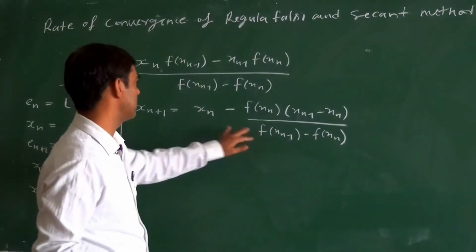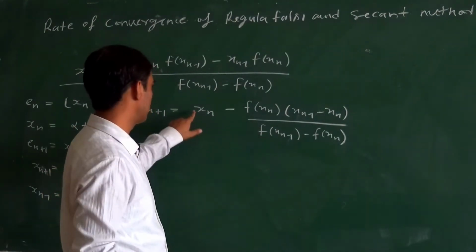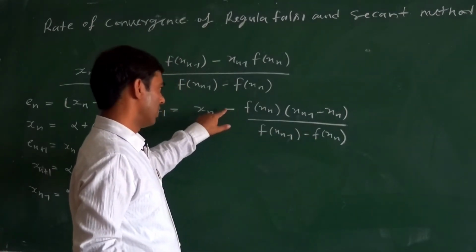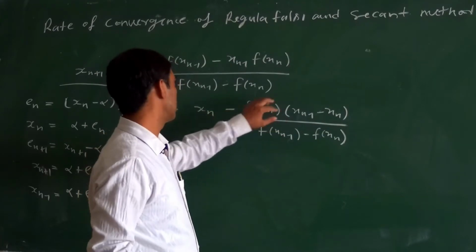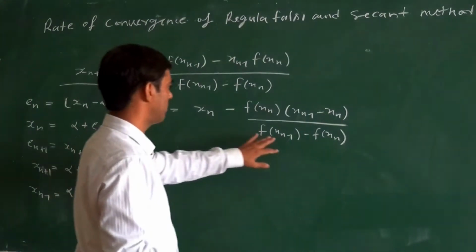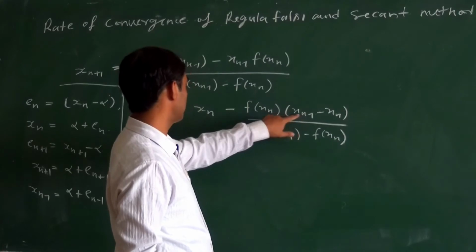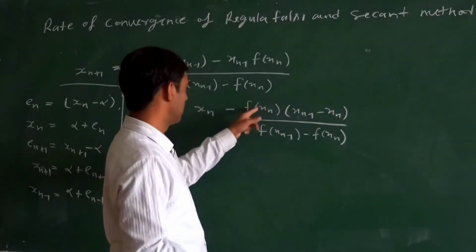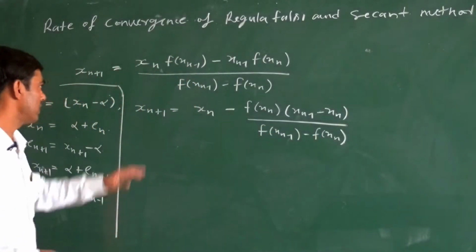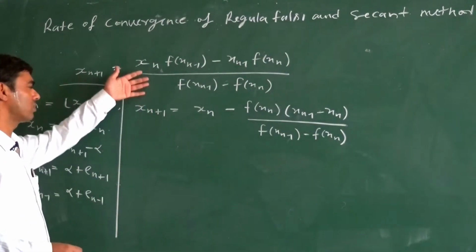You simply multiply by this one, then you will get x_n f(x_{n-1}) minus x_n f(x_n), and then minus, so we are able to find this expression: x_n f(x_{n-1}) minus x_{n-1} f(x_n). This term multiplied by this term cancels out with the help of this term. So this expression is equivalent to this expression. Why do we write it in this form? Because this one is a simplified form.